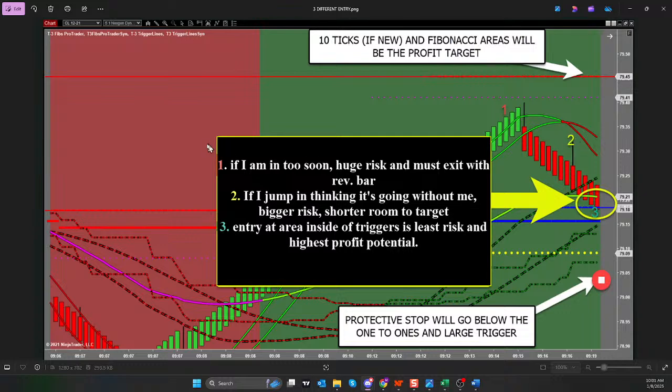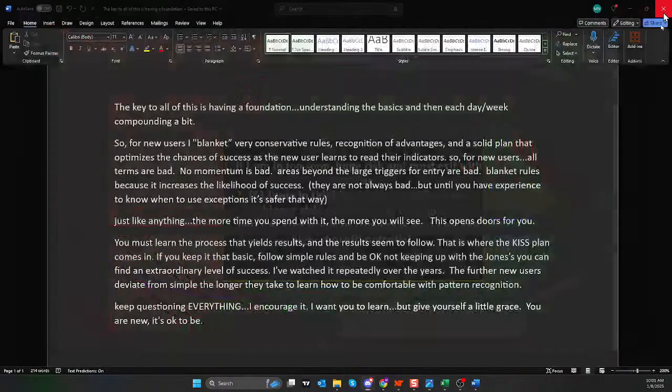And it's funny because I have this picture locked and loaded because it's real common. The fear of missing out is strong. It really is. And you're going to learn to squash that fear of missing out by learning to trust the methodology. So build a foundation, understand the basics, and then each day get a little bit better.